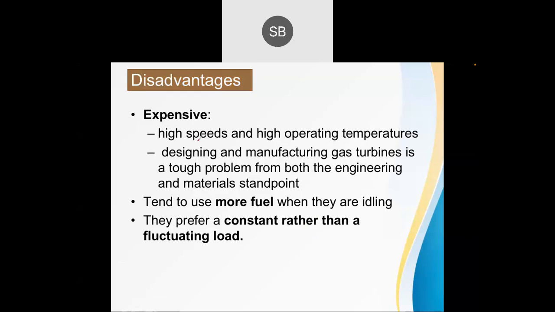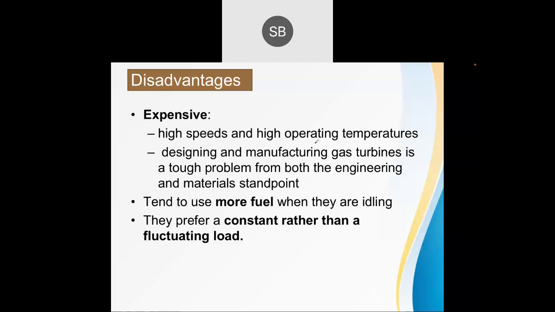Now, the disadvantages. It is very expensive, particularly the gas turbine, because it contains different parts that constantly operate at very high temperature. So we have to manufacture those parts using special materials, considering their mechanical and thermal properties. Also, the speed is very high, so because of the high speed and high operating temperature, we have to use special material.